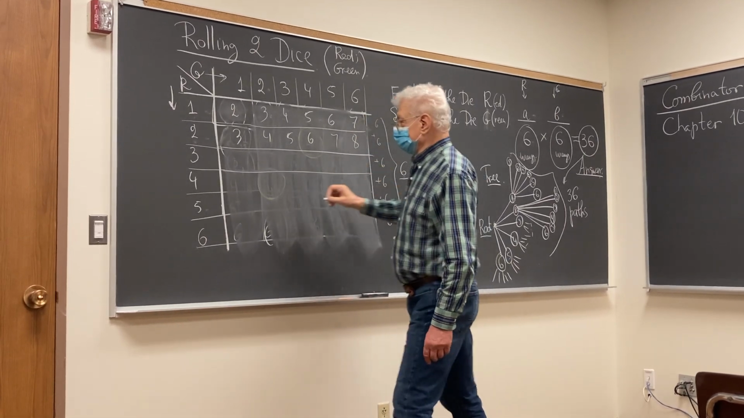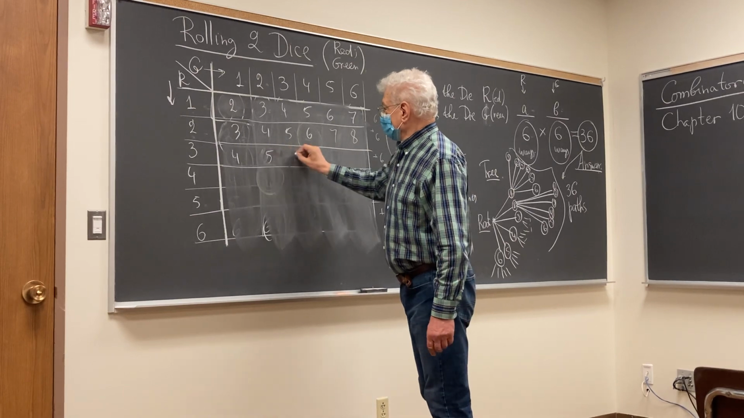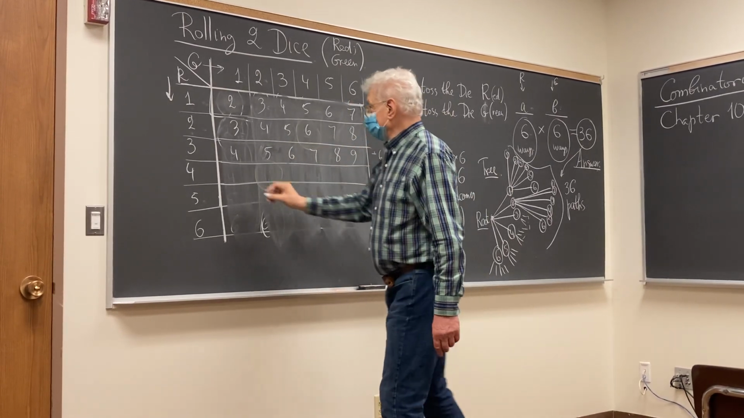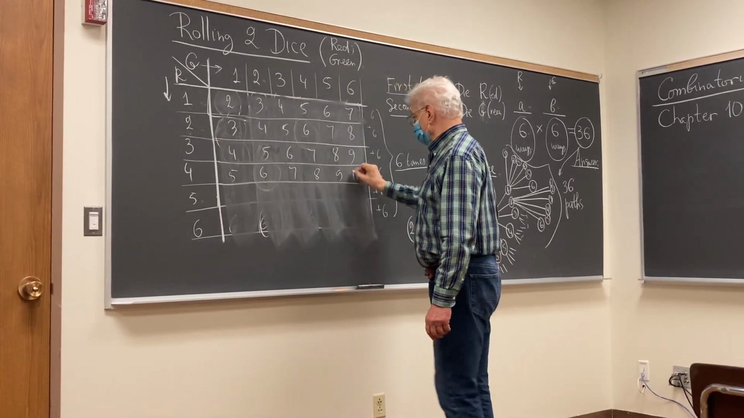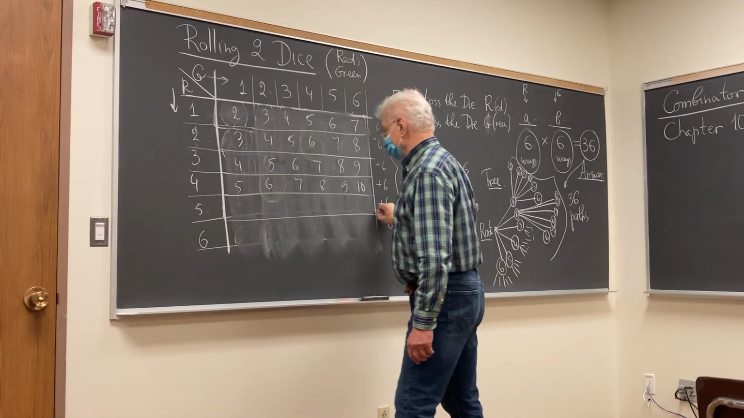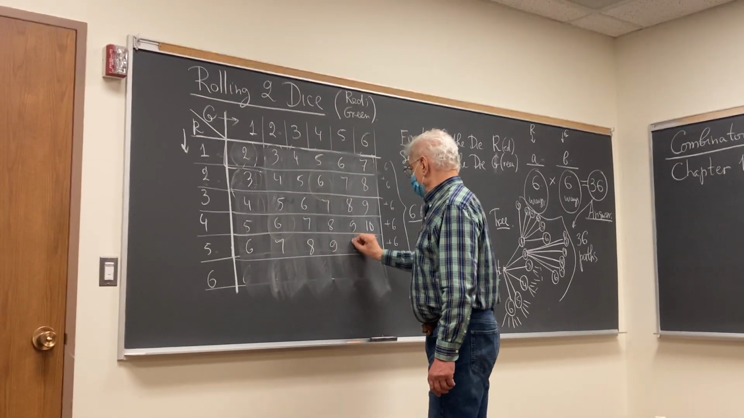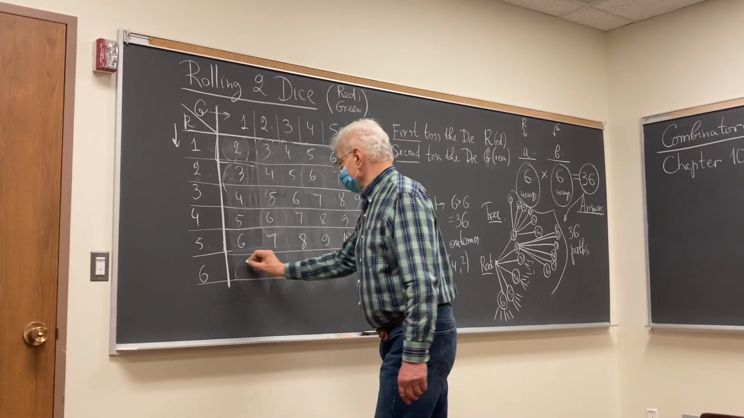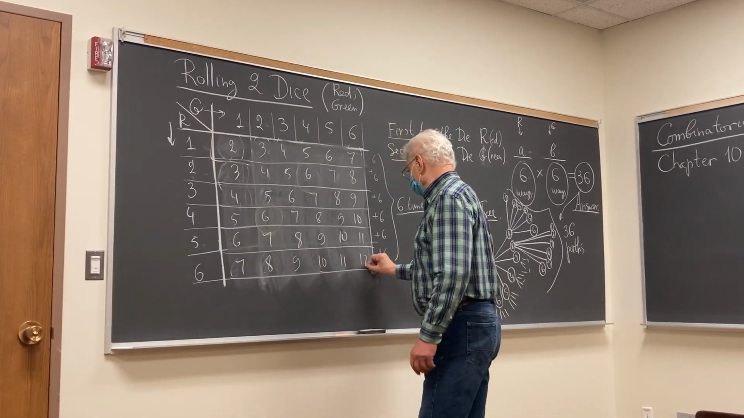Okay, next line gives you 4, 5, 6, 7, 8, 9. Then you have 5, 6, 7, 8, 9, 10. Okay, here we have 5, 6, 7, 8, 9, 10, 11. And that one is 7, 8, 9, 10, 11, 12.